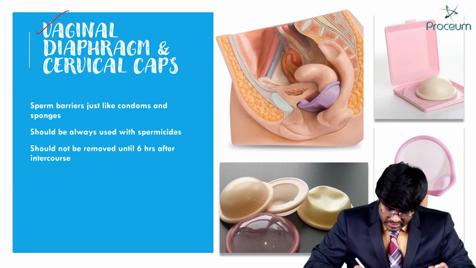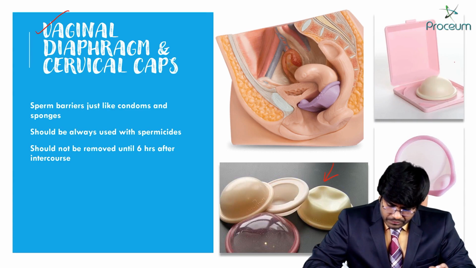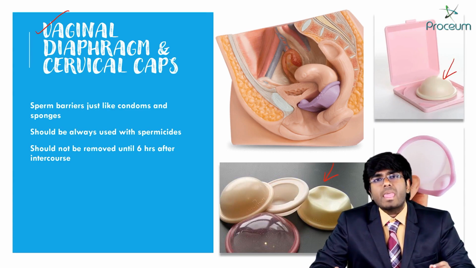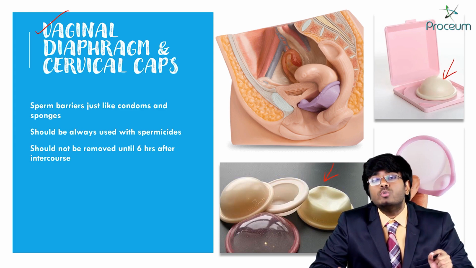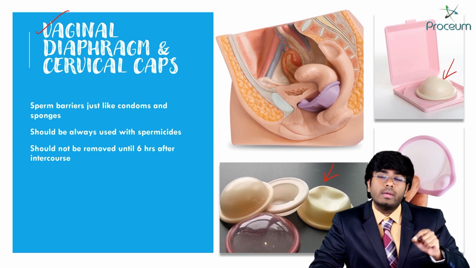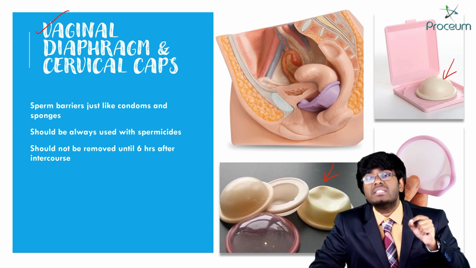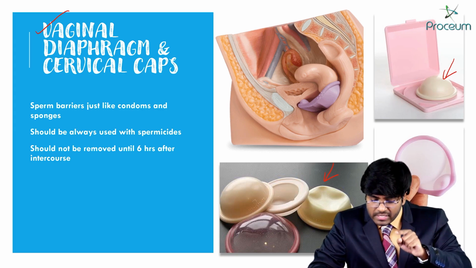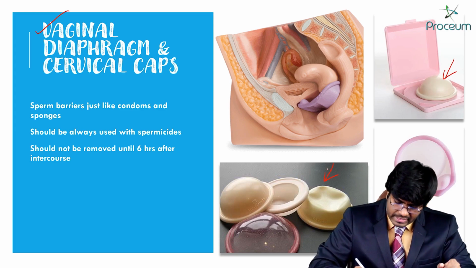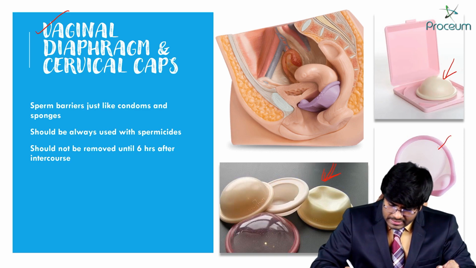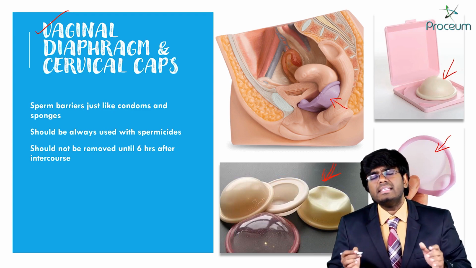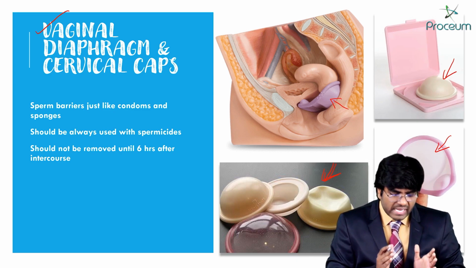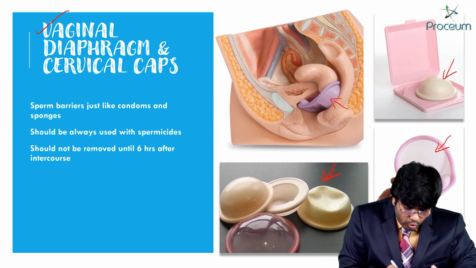Guys, see, these are the cervical caps. Please concentrate that these cervical caps do not have a loop. If you find a loop, it's a vaginal sponge. If there is no loop, it is a cervical cap. And this is a diaphragm, and this is also a vaginal diaphragm. See, these are also used as a barrier method, just like condoms and sponges.